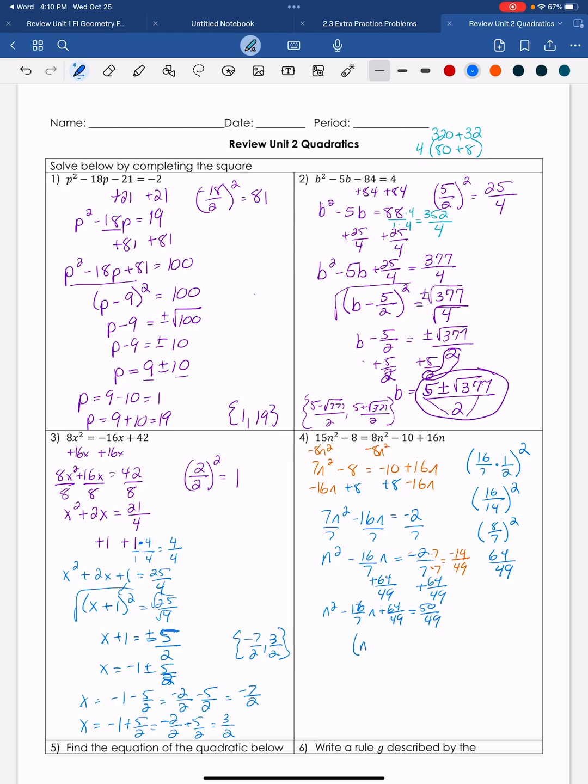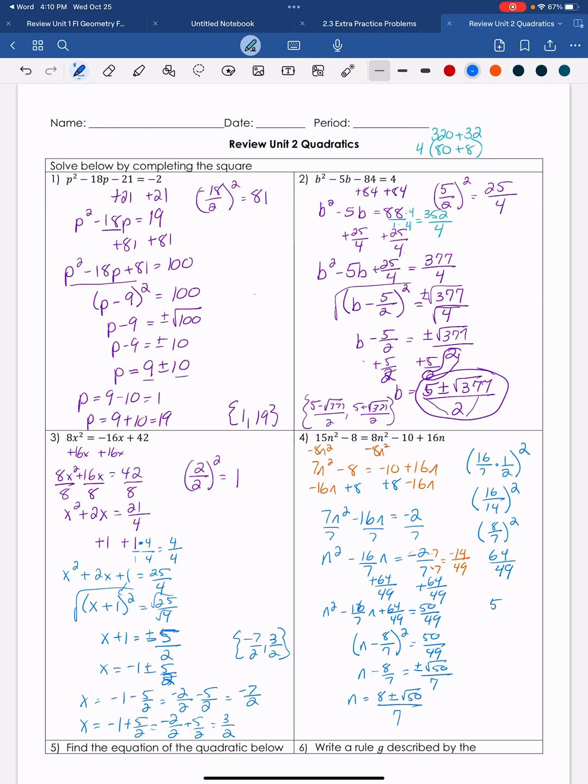I factor this. This is going to be n minus the square root of 64 is 8. The square root of 49 is 7. Squared is equal to 50 over 49. N minus 8/7 is equal to plus or minus radical 50 over 7. n is equal to 8 plus or minus radical 50 over 7.